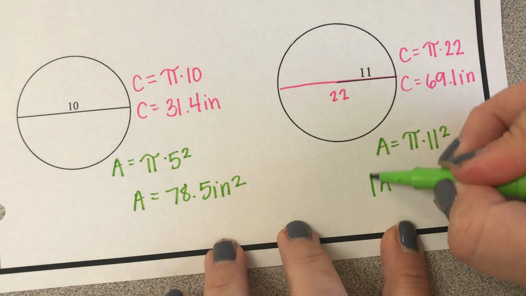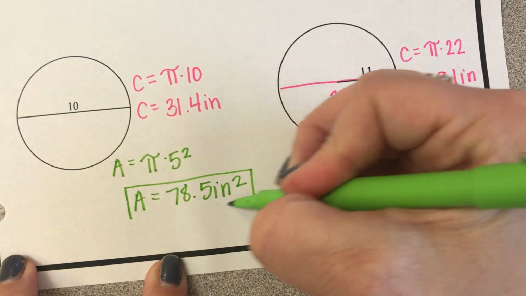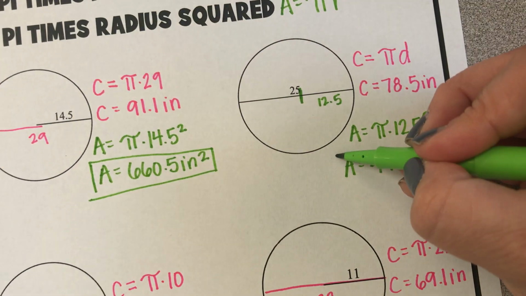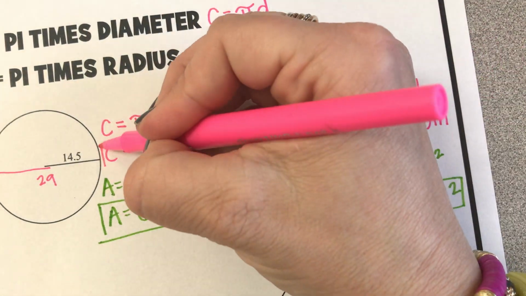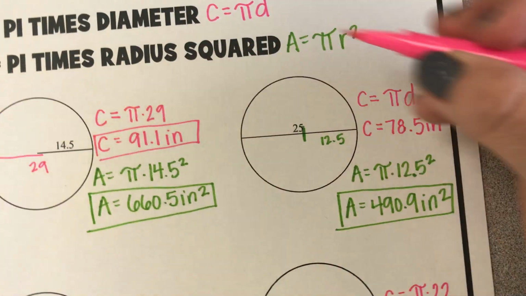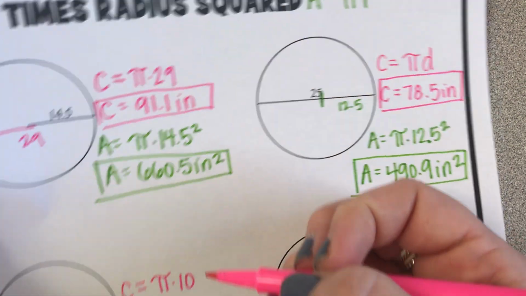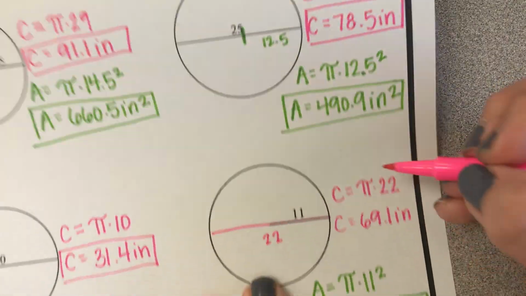So just make sure that when you're doing area, you're writing it as a square unit. And when you're writing circumference, you're just writing it as a single unit, right? Because circumference is measuring length. We're measuring how far around the circle is it. And area, we're measuring how many square units that circle would take up. So there you go.